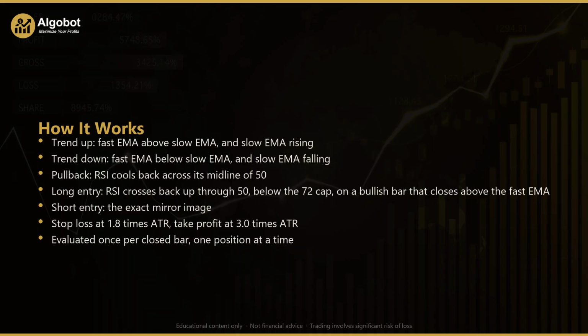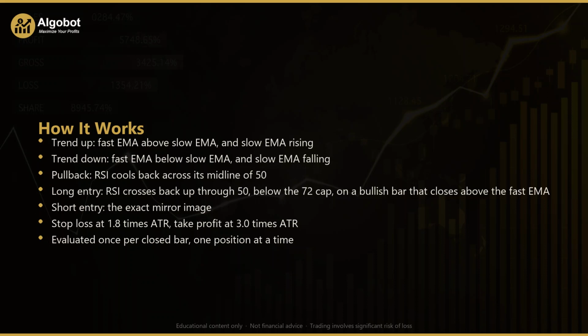That slope check is important because it filters out flat, directionless markets where the averages have simply crossed without any real momentum behind them. For a downtrend, it needs the exact opposite, the fast average below the slow average, and the slow average falling. Second, inside a confirmed trend, the strategy waits for a shallow pullback.